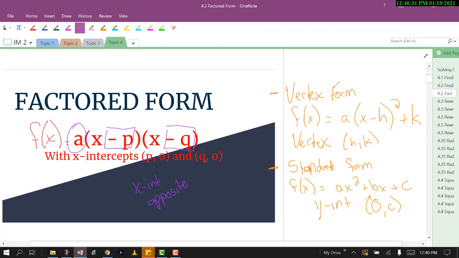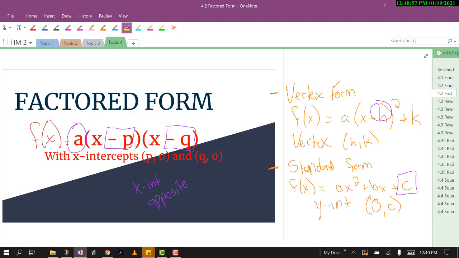If we look at the vertex form, f of x equals a times x minus h squared plus k, we can get our vertex from vertex form. Shocking, I know. But our vertex is h comma k, again, opposite of what's in here. Then we have standard form, f of x equals ax squared plus bx plus c. We can get the y-intercept from this form, and that is just our last term, our constant.